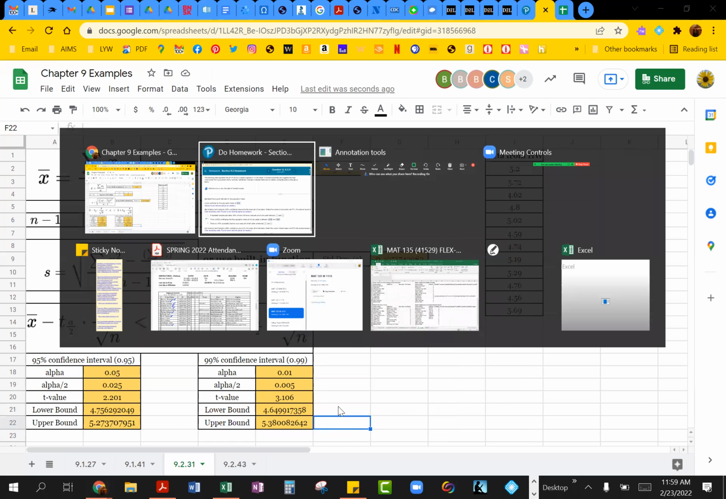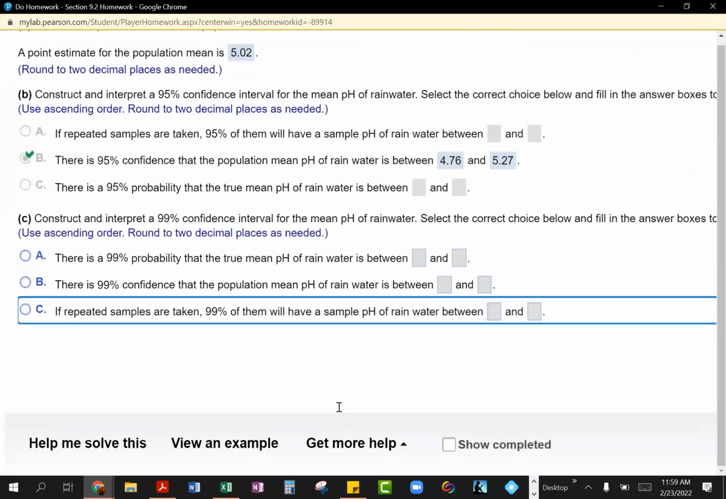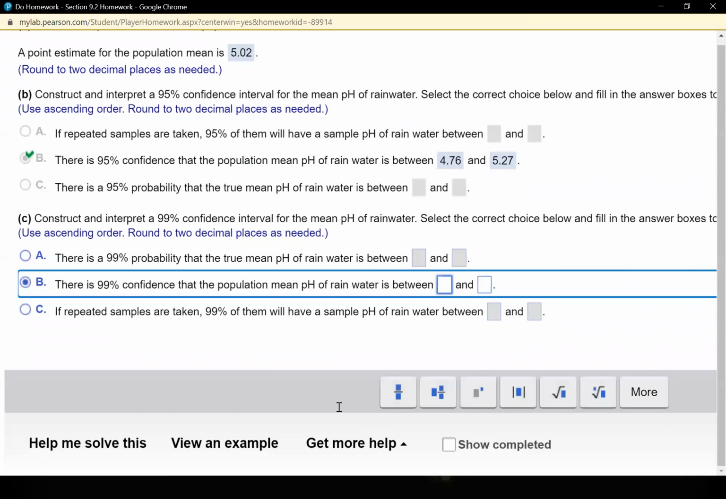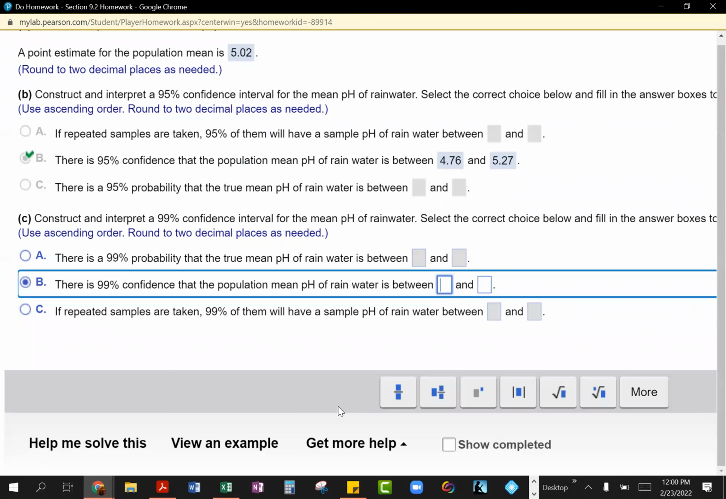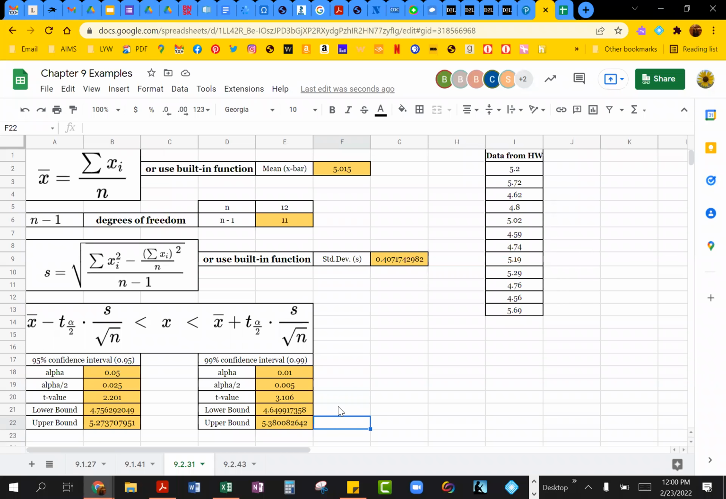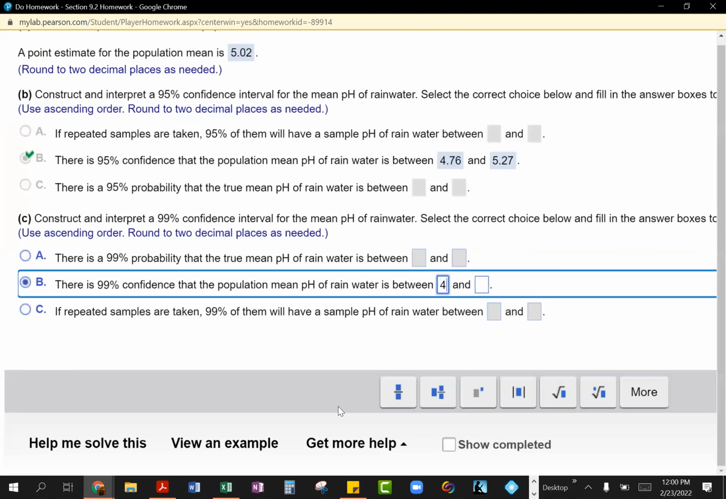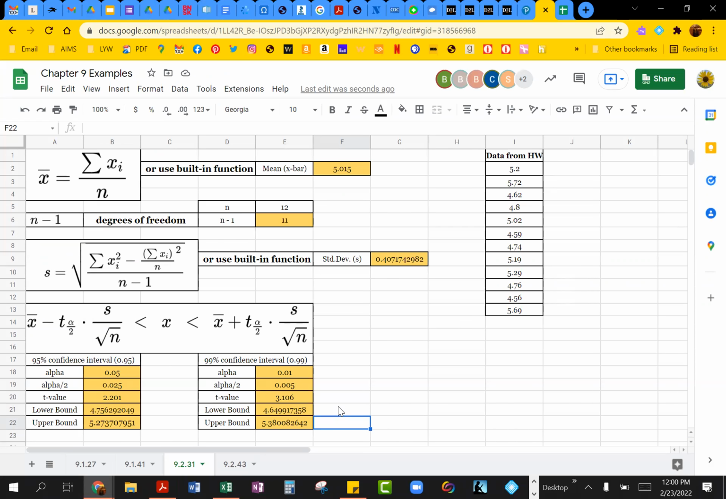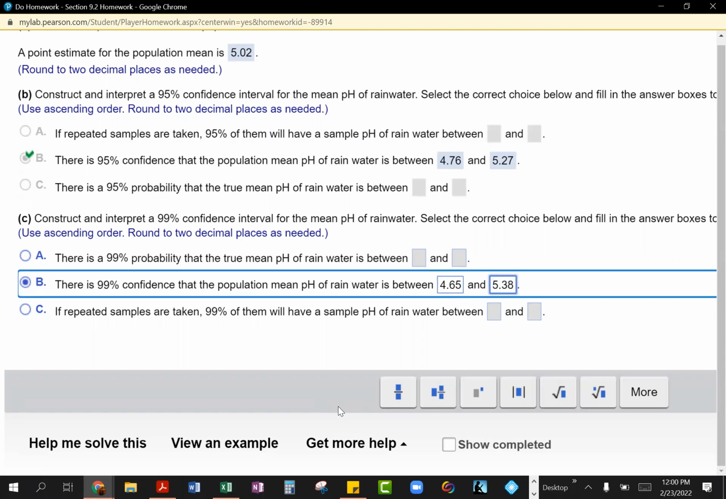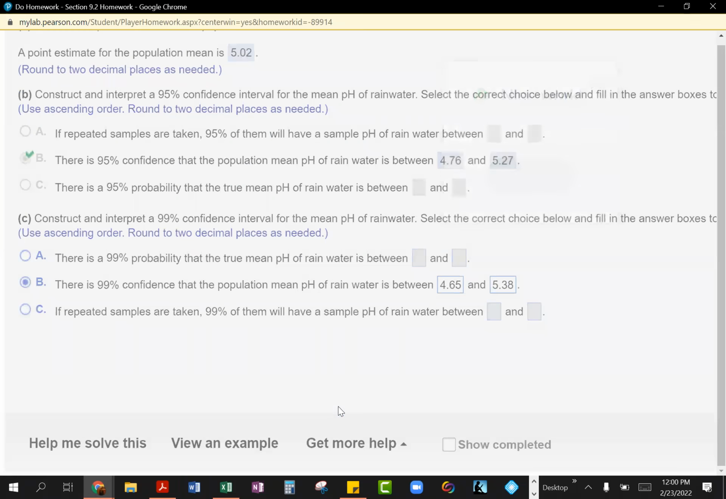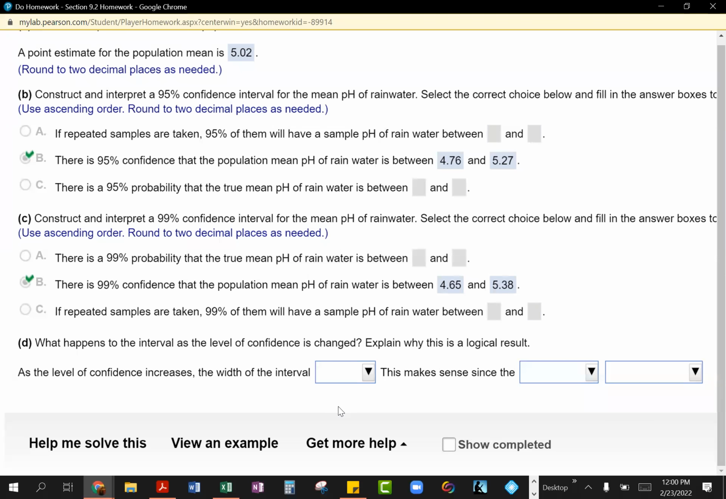So again, rounding this to 2 decimal places, this is a 99% confidence. We are looking at a lower bound of 4.64, so that will become 4.65. Upper bound, let's see, will stay at 5.38. Okay, so like Cody said, our confidence interval actually became bigger. The numbers spread out a little more when we went to a 99% confidence interval.